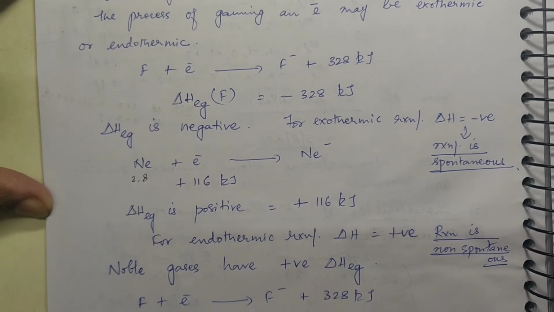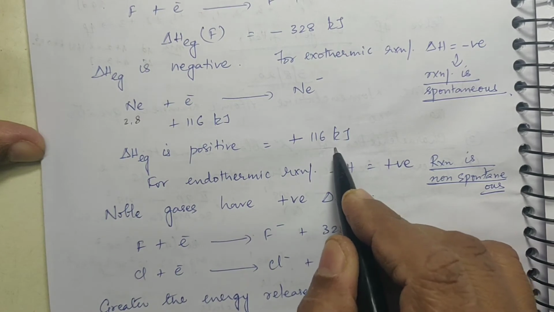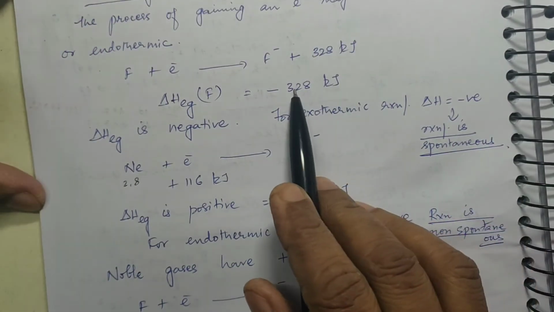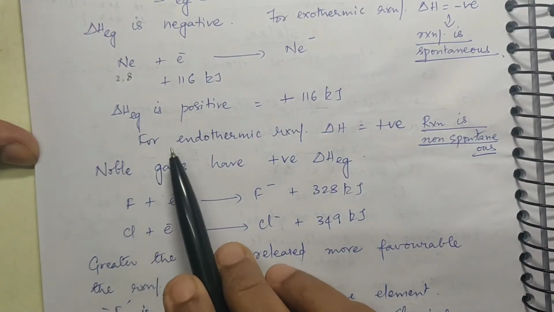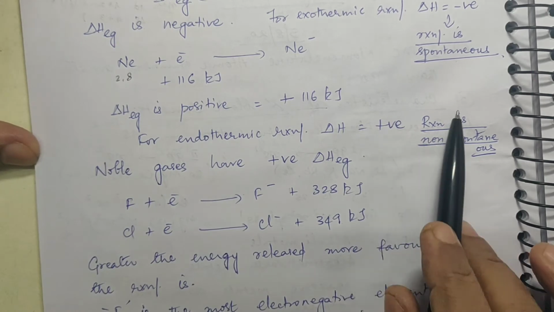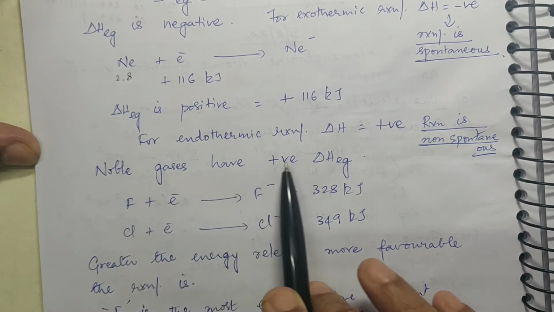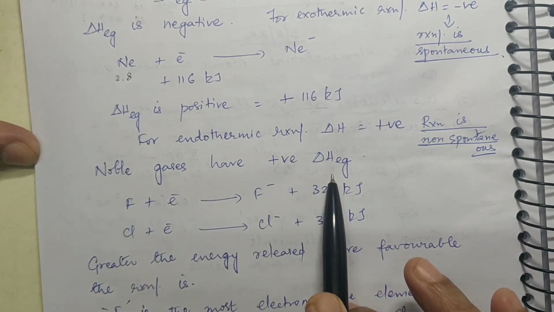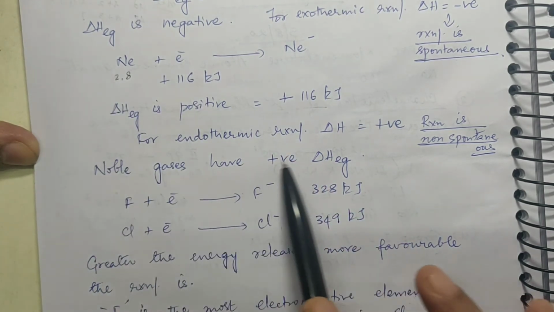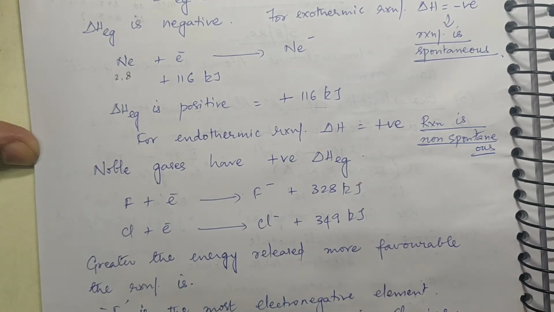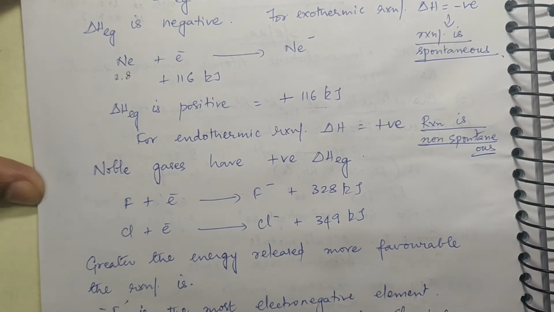It is not spontaneous. And for such reactions, delta H is found to be positive. So if energy is released, delta H is negative, and if energy is supplied, delta H is positive. So for endothermic reaction, delta H is positive and the reaction is non-spontaneous. And what about noble gases? Noble gases have positive electron gain enthalpy. Just like this neon I have shown, neon is a noble gas. So in general, noble gases have positive electron gain enthalpy because they already have stable electronic configuration. There is no need to gain an electron.